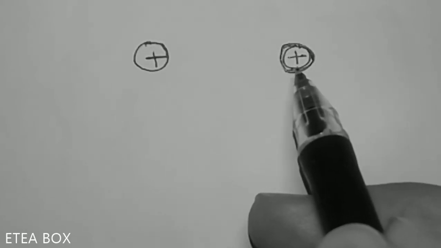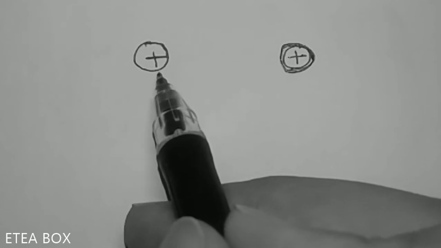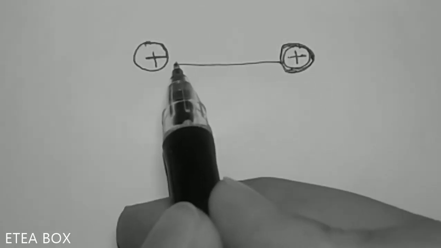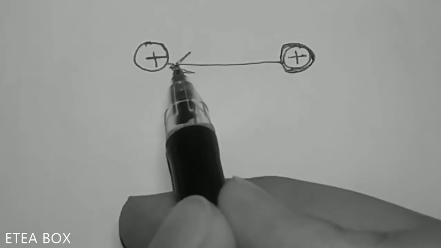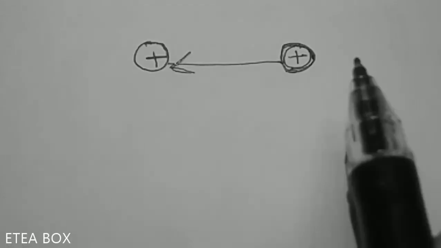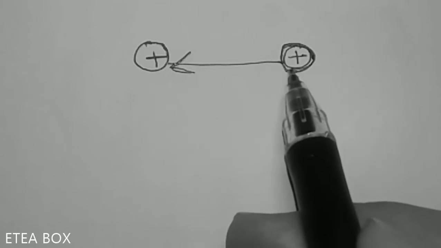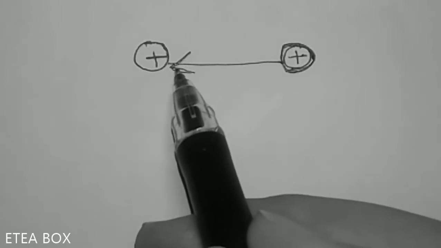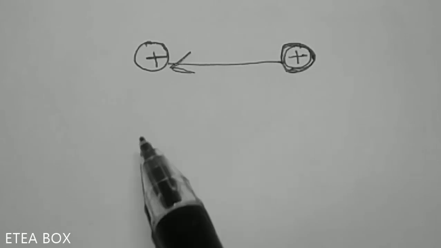Now this charge will tend to repel this one. The direction will be like this. This one will tend to repel this. So look here, the direction is away from the source charge. The direction of coulomb force is away from the source charge.